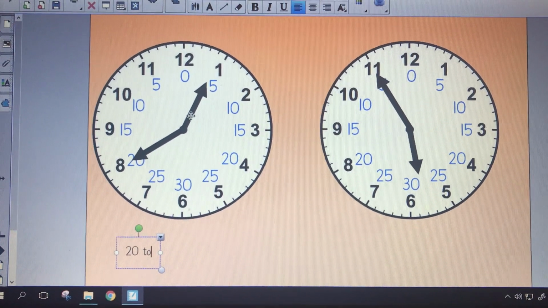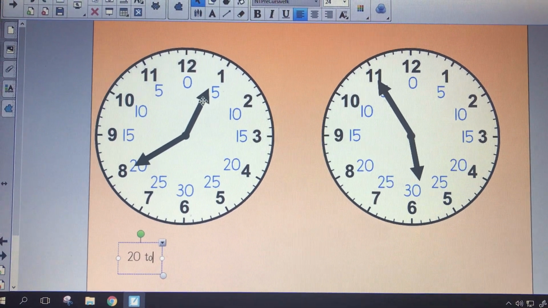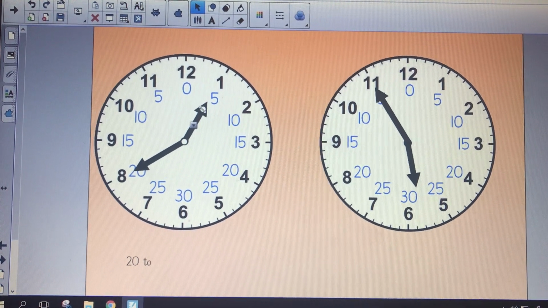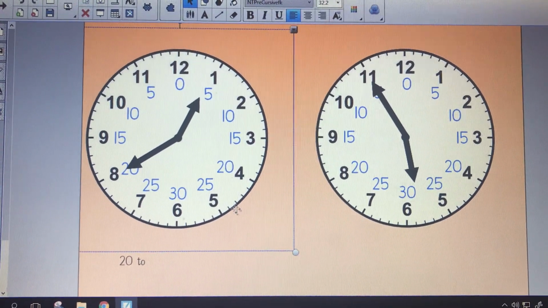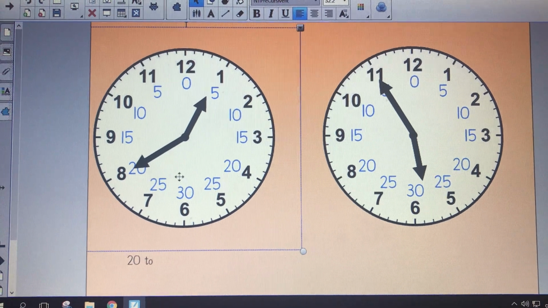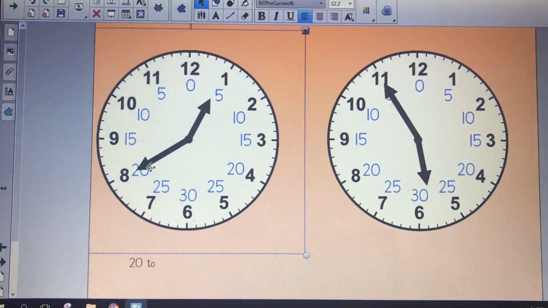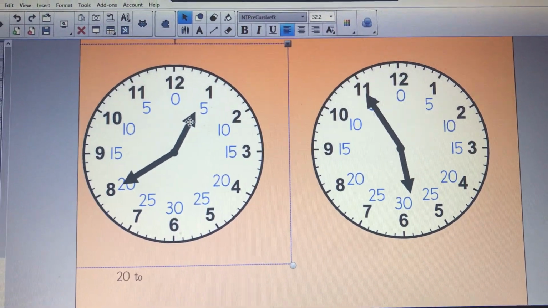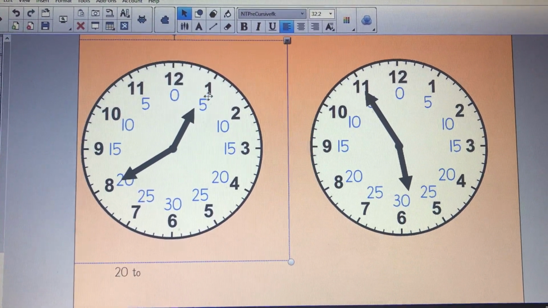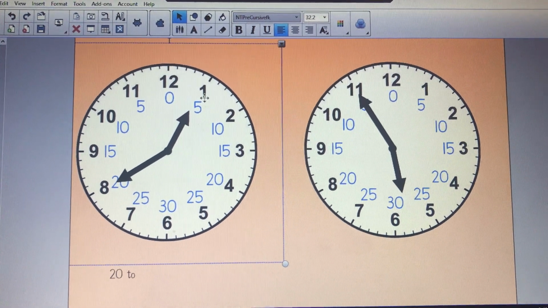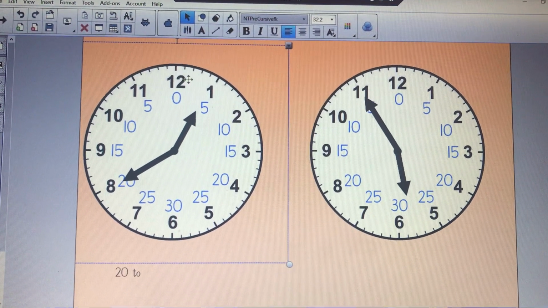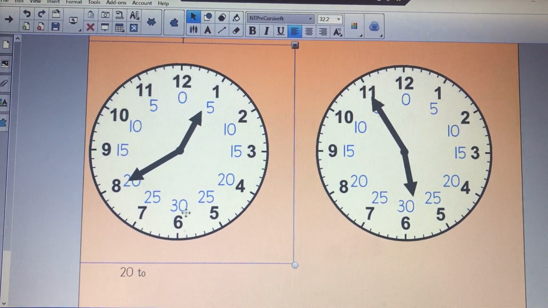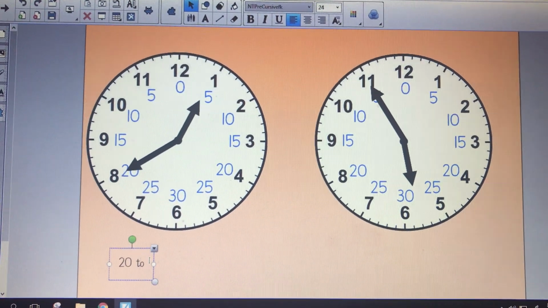So the hour hand is the short hand here. Might make it a little bit shorter actually to make it slightly more clear. We are saying 20 minutes to the next hour. So the hour hand is here. It is almost pointing at the 1. Okay, the hour hand has gone past the 12. It is not 20 minutes to 12. It is 20 minutes to 1 o'clock.